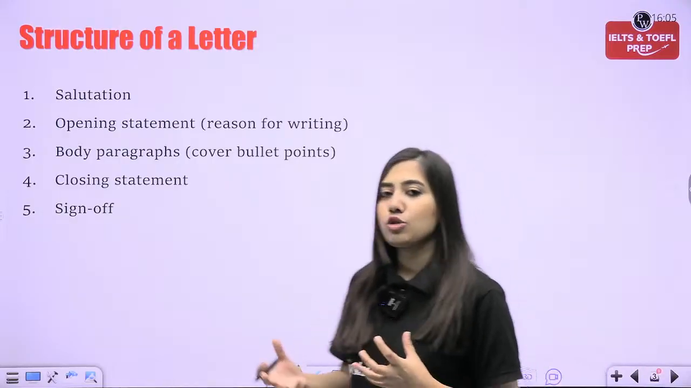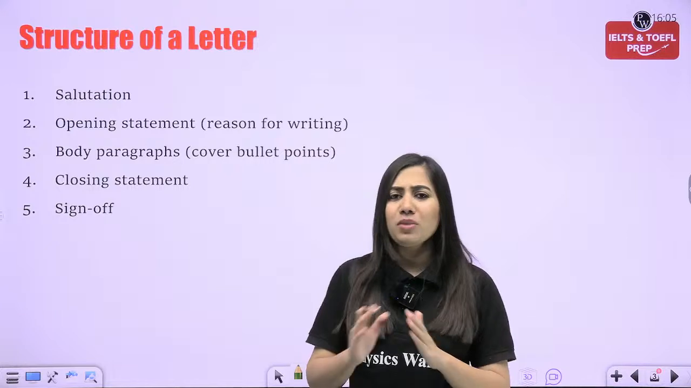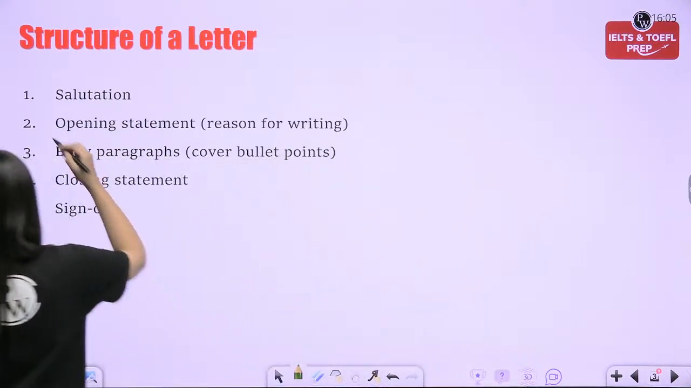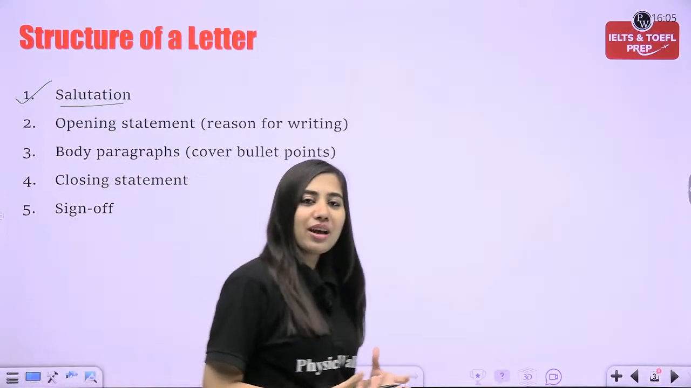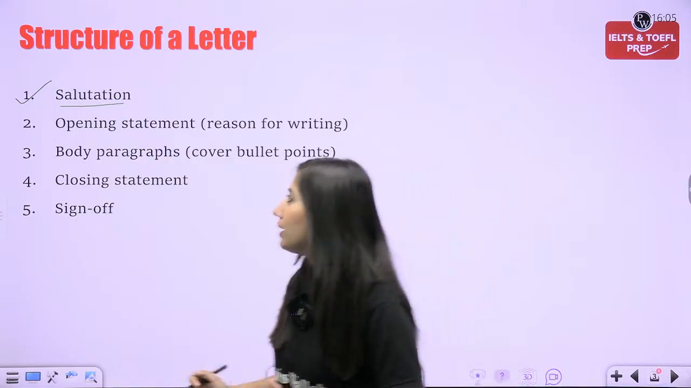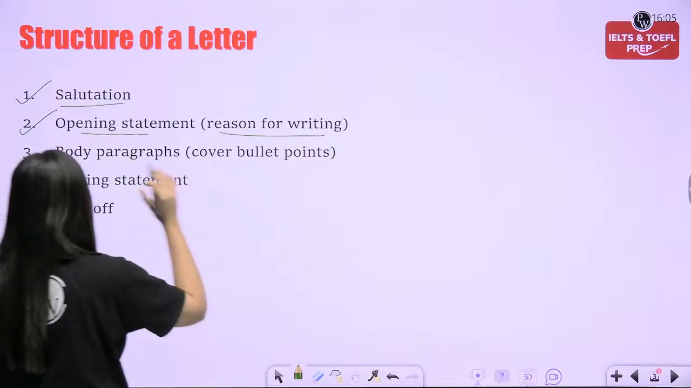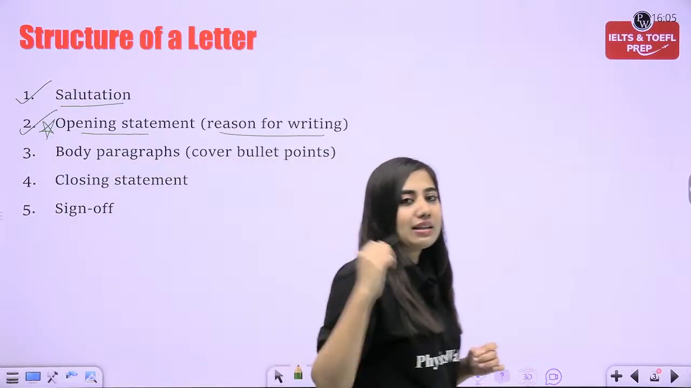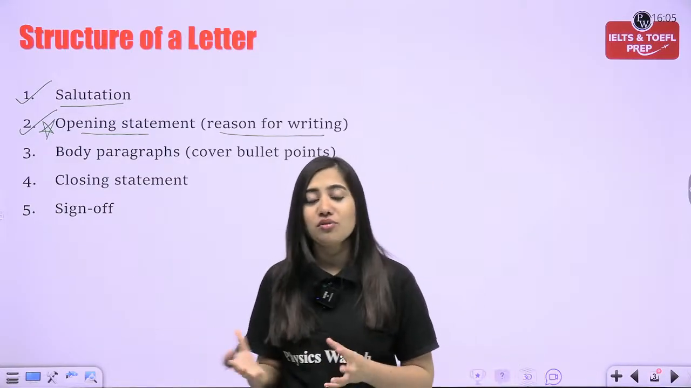What is the structure of a letter? What is the exact, proper, ideal structure which you must always follow in all types of letters? It is this one. The very first thing you write is the salutation, like Dear Sir, Dear Ma'am, all those things. Salutation comes at the very first go, and next comes the opening statement. In that you write the reason for writing. This is a must. If you skip writing this opening statement, you are not going to have a higher chance of getting a good mark.